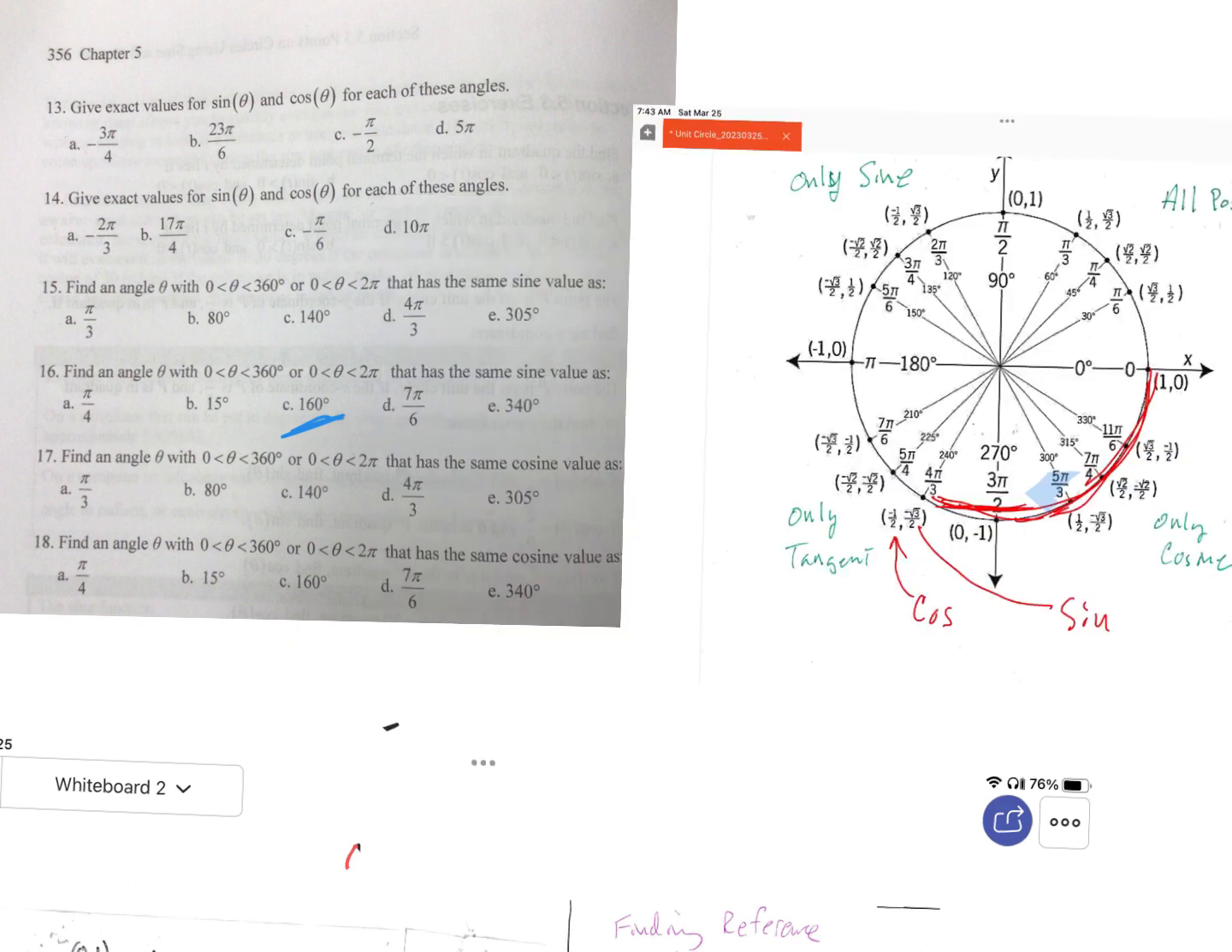Then the last one throws a little curveball at us. You're looking for the same sine as 305. Well, 305 degrees is over here, right? That's 270. So sine's going to be negative there. So that tells me the angle we're looking for has to be over here, and that reference angle needs to be the same.